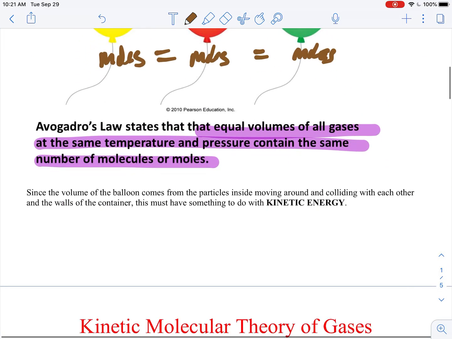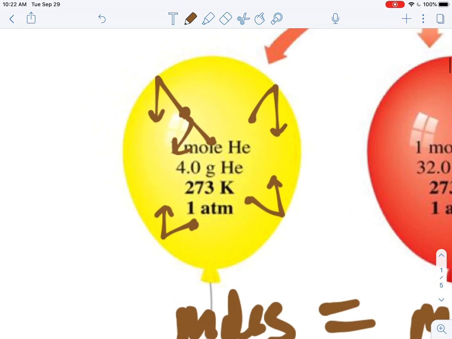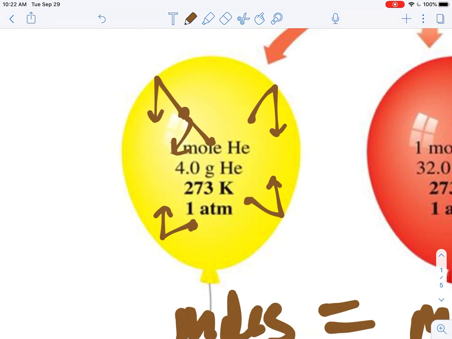So Avogadro and all of his science pals figured that this has to do something with the kinetic energy of the moving particles that are in that balloon.